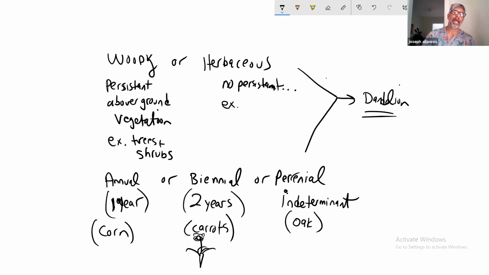Can you have a woody annual? That doesn't really make any sense, right? Because if it's woody, it has persistent above ground vegetation year after year, but if it's an annual, it only lives a year, so that doesn't really make any sense, okay?